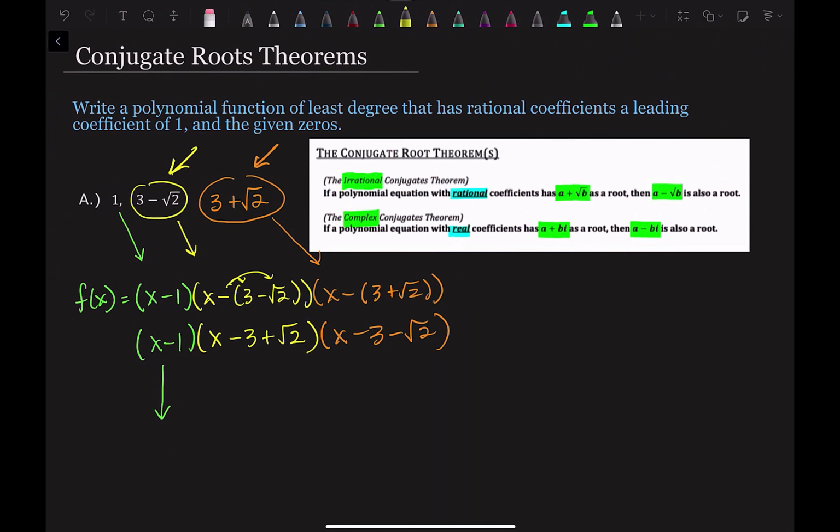And when I do this, because we have three terms in each, I try to do it as organized as I can be. So I'm going to first multiply x times all three of these terms. We'll go one at a time. I'm going to get x times x is x squared. x times negative 3, negative 3x. And x times negative square root of 2 is negative x root 2.